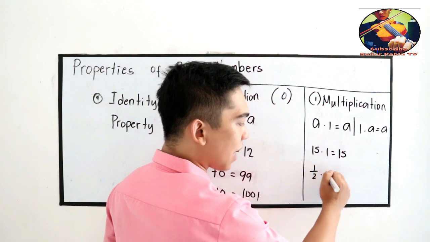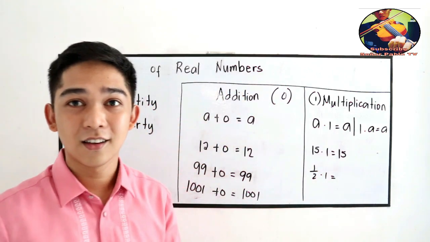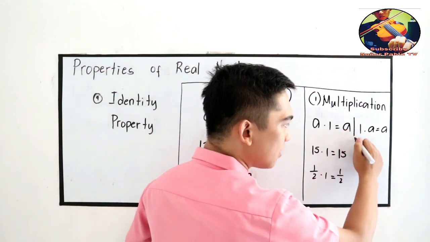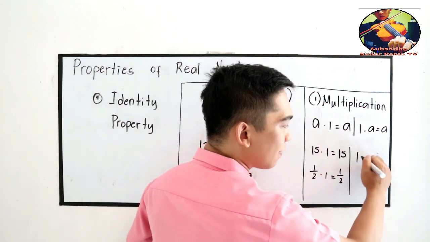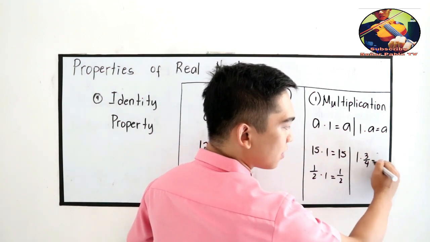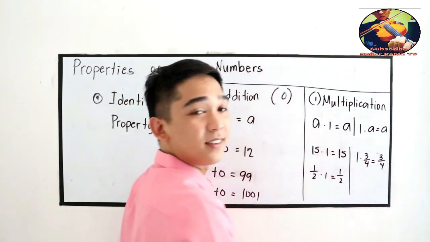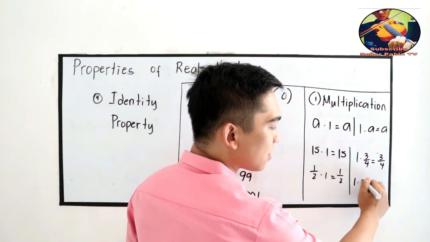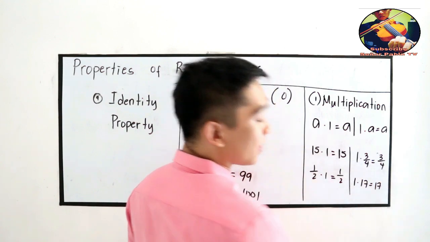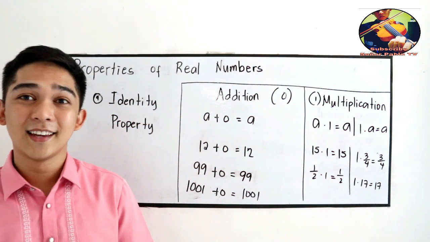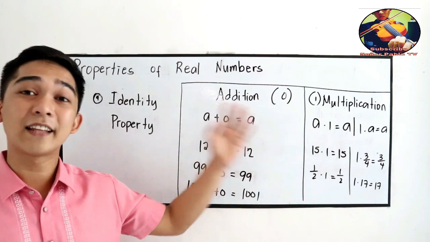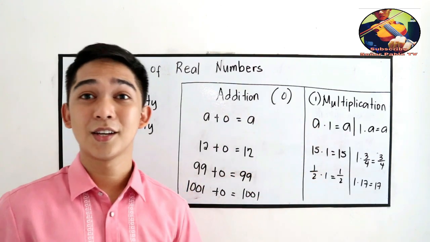1 half times 1, 1 half pa din. O kaya 1 times 3/4, so 3/4 pa din. Kaya 1 times 17, 17 pa din. So tandaan nyo lagi yan. Ang identity property of addition, 0. Identity property of multiplication is 1.